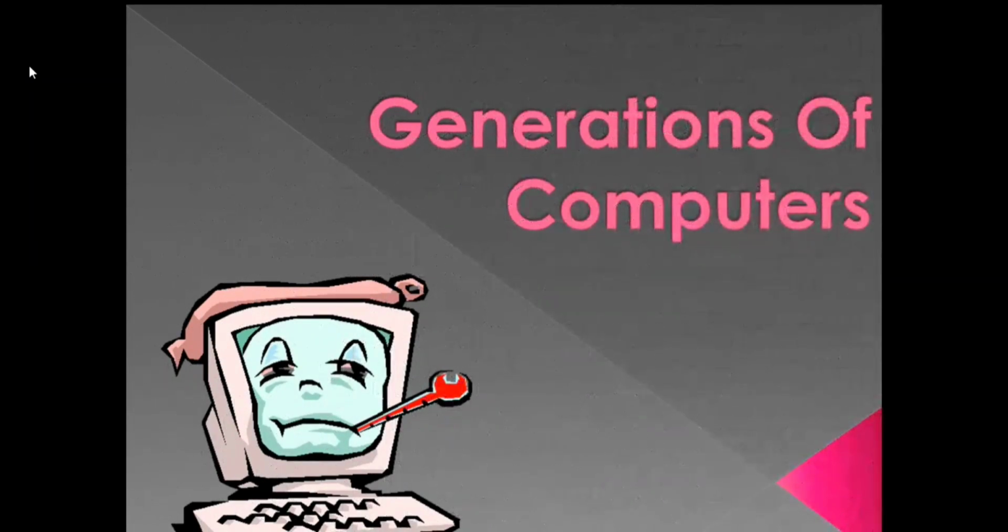Hello everyone. Today we'll learn about generations of computer. On the basis of technology being used, computers are classified into 5 generations. First generation, second generation, third generation, fourth generation and fifth generation.